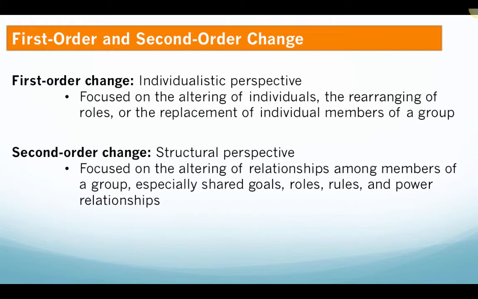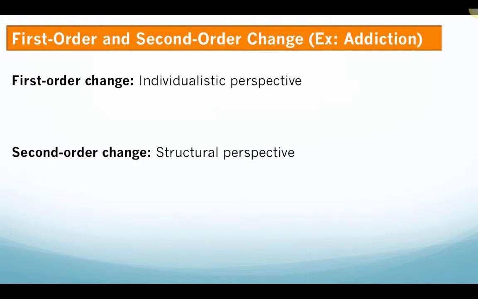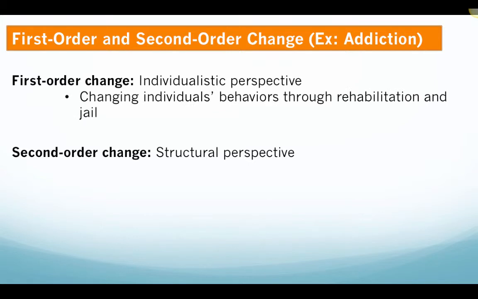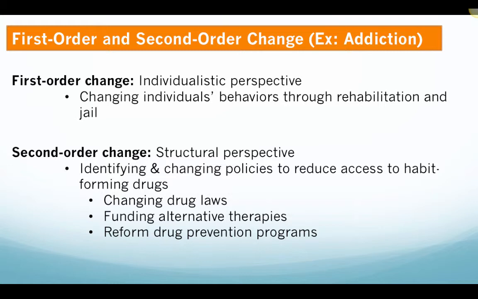So if we go back to using addiction as an example, first-order change efforts are focused on changing people's behaviors through rehabilitation or through jail in order to reduce the number of people living in a community with active addictions. An example of second-order change regarding the same issue would be identifying and changing policies that are both making it easier to access habit-forming drugs in certain communities and making it difficult for people to become rehabilitated. So this could include changing drug laws, finding alternative therapies that may have had more success than the traditional rehabilitation programs. These could include needle exchange programs or the Oxford House, and reforming drug prevention programs that are targeted at youth.